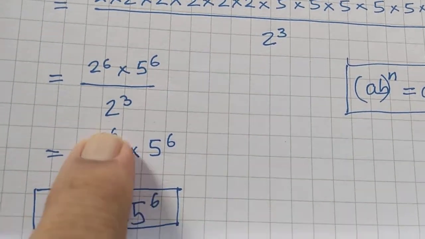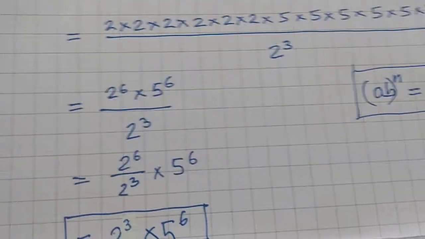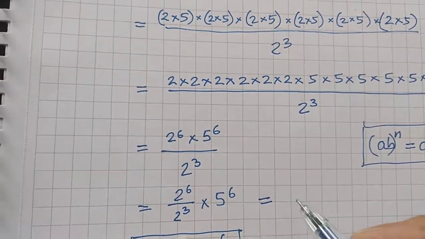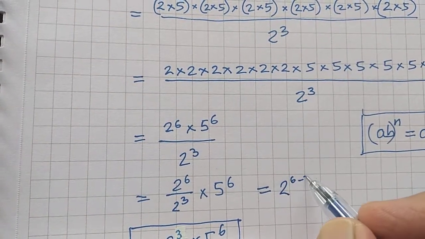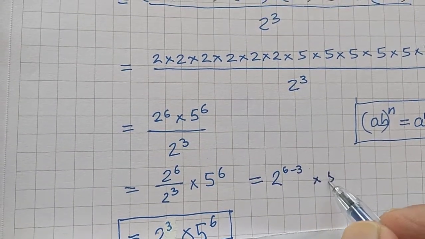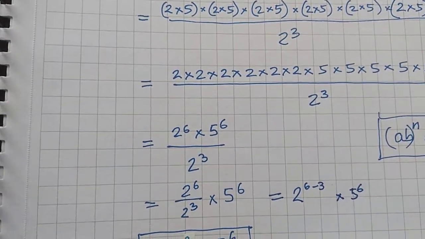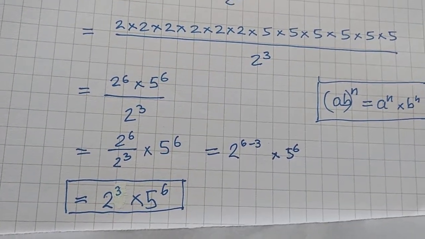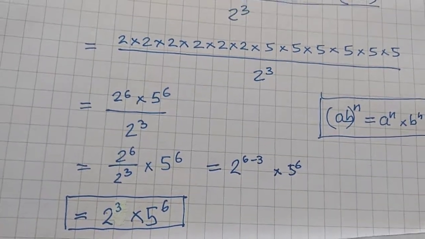How did I get this from here? Okay, if you like, I can write out that little step. One extra step I could write here: 2 to the power 6 minus 3 into 5 to the power 6, and that leads us to this. Okay, this is where I stop, and I'll give you problems from the book.